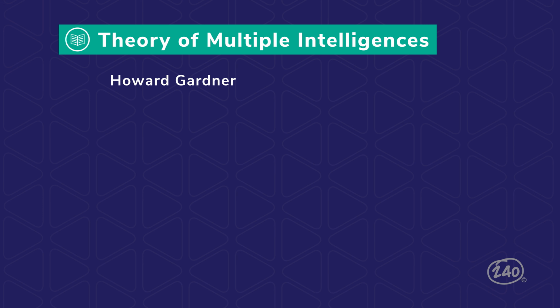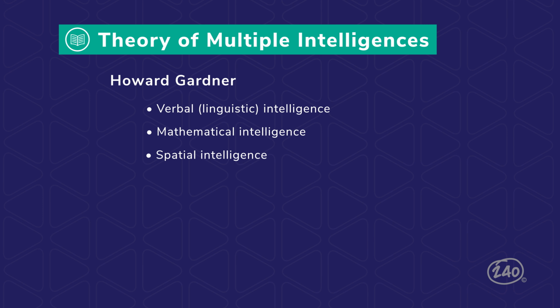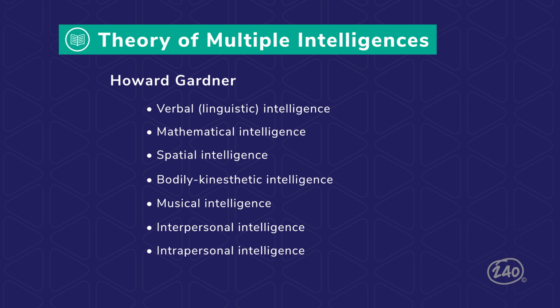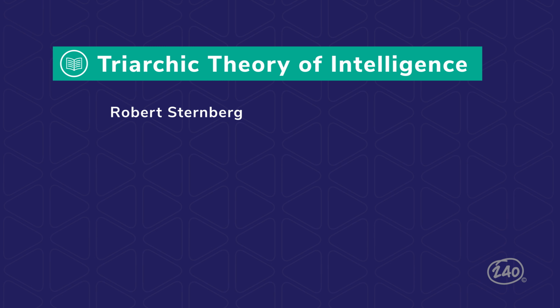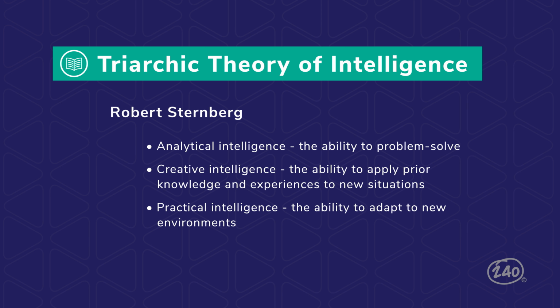These intelligences include verbal, linguistic, mathematical, spatial, bodily kinesthetic, musical, interpersonal, intrapersonal, and naturalistic. Robert Sternberg's triarchic theory of intelligence also offers a multiple factor view of intelligence, but he limits intelligence to 3 categories: analytical intelligence, creative intelligence, and practical intelligence.